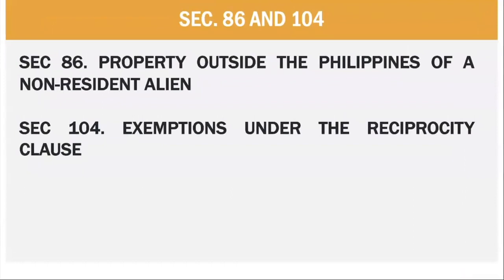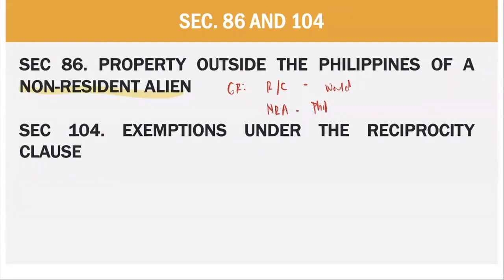Next, exclusion, Section 86 and Section 104 of your TRAIN law. Section 86 is the property outside the Philippines of a non-resident alien. We all know this one. As a general rule, we said if you're a resident or a citizen, world estate. If you are a non-resident alien, only your Philippine estate. Therefore, your foreign or outside the Philippines property is excluded. Okay, we have already discussed that.